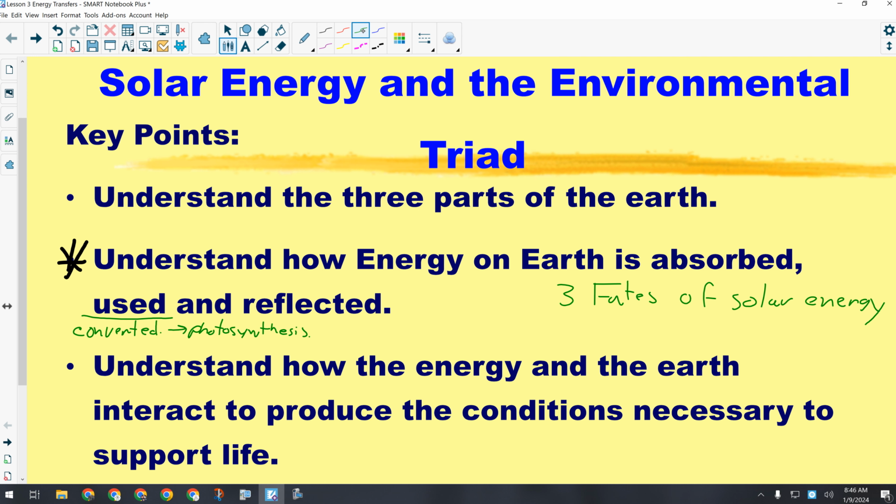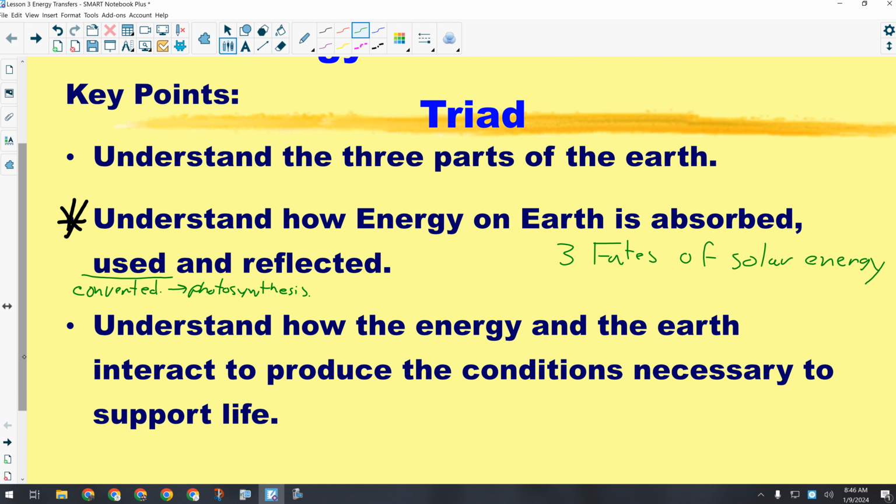All right, so the three fates is something that's going to come up over and over again in this lesson. Three things can happen to energy, and we're going to talk about what determines how much is absorbed, how much is reflected, and how much is converted or used by plants in photosynthesis. And lastly, the energy that the Earth receives and the Earth itself and all of its systems interact to produce the conditions necessary to support life.